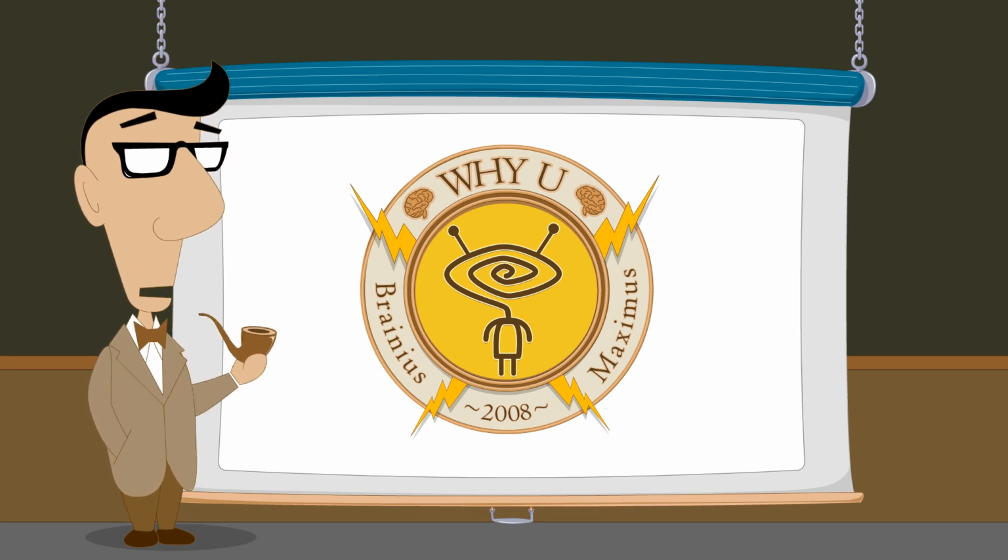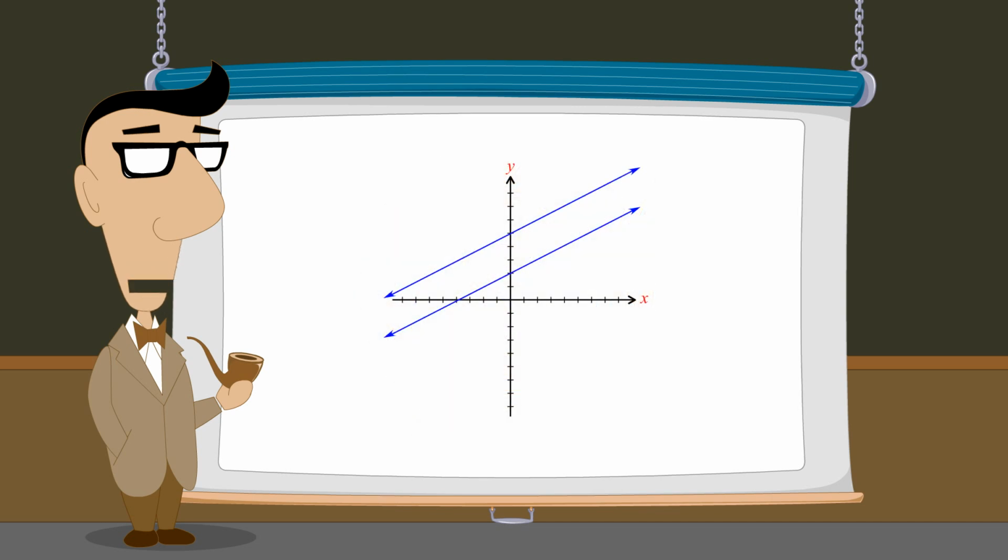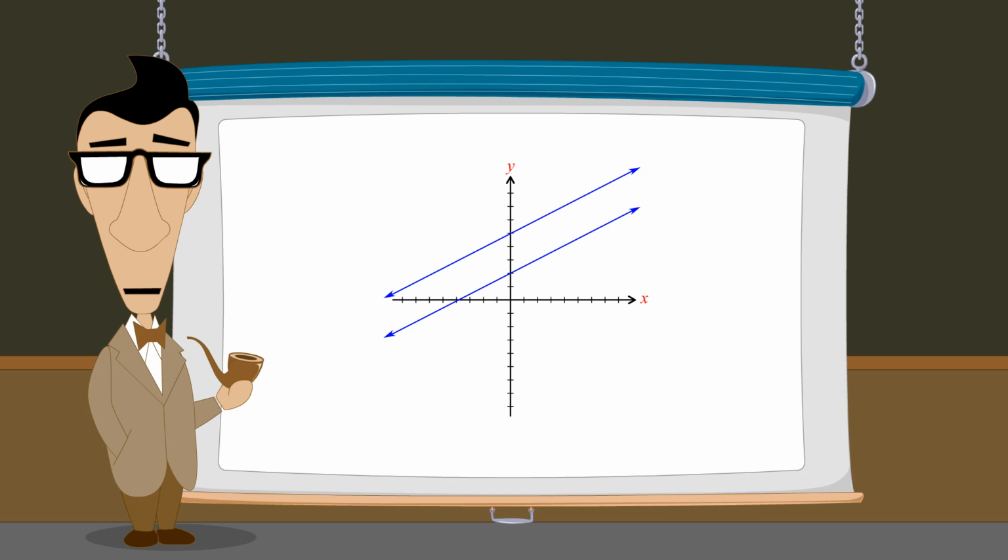In the last lecture, we saw how two linear equations could describe parallel lines in the Cartesian plane. Another possibility is that the lines described by two linear equations can be perpendicular. Perpendicular lines are lines which meet at right angles. At their point of intersection, two perpendicular lines form four 90-degree angles.